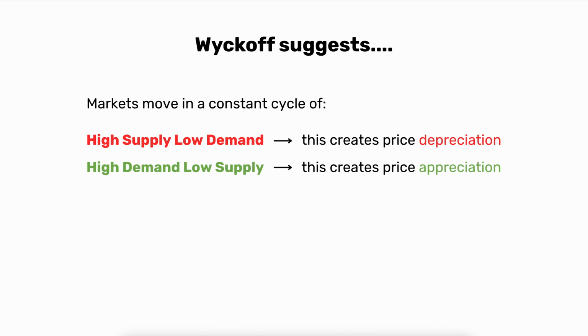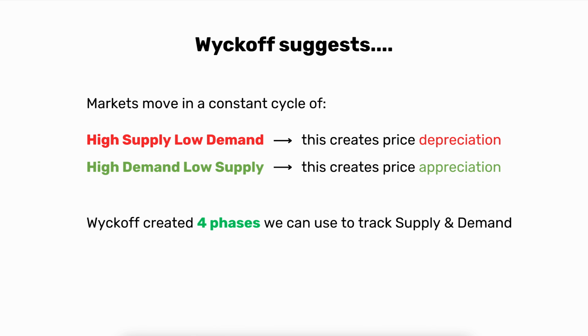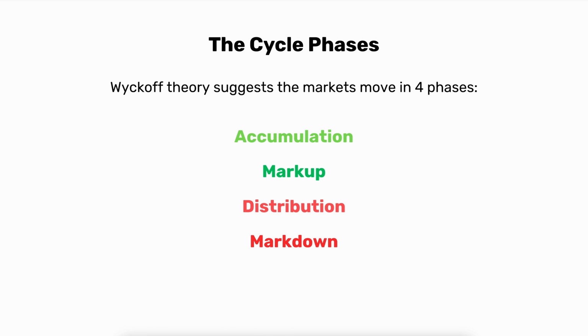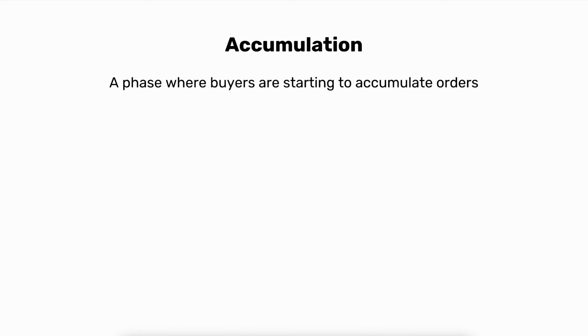And it's actually possible, based on Wyckoff cycles, to see this in real time so that you can get good trades. Under the Wyckoff Theory, 4 phases were created that we can use to track the supply and demand in a market. These cycle phases are accumulation, markup, distribution, and markdown. So we're going to take a look at each of these now, starting with accumulation.